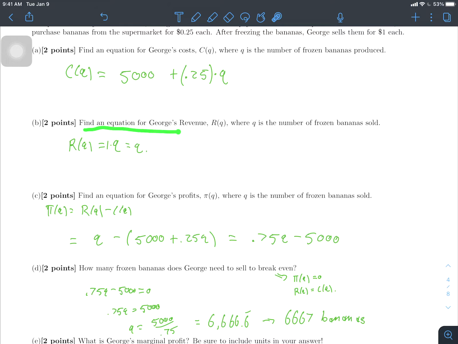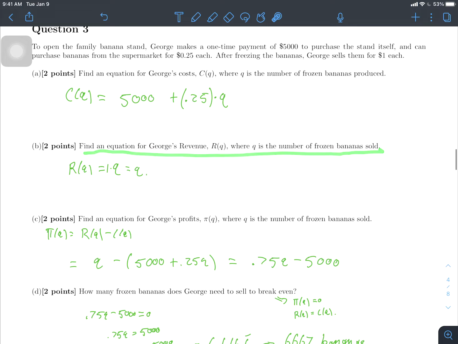And the revenue function is, of course, just the money that we get from selling bananas. Okay, so for a number of bananas that we sell, how much money do we get from the customer? Well, it's just $1 per banana, so it's just Q. 1 times Q is Q.